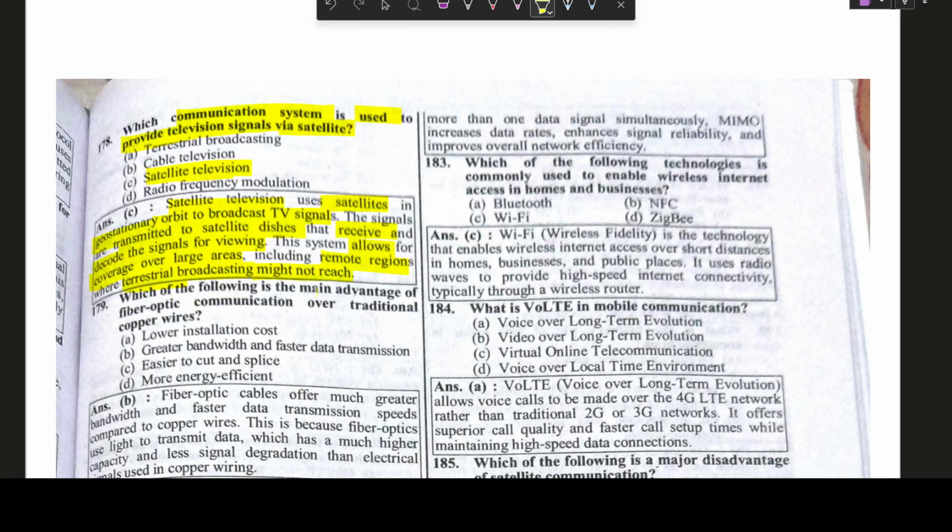Which of the following is the main advantage of optical fiber communication over traditional copper wires? So its answer is greater bandwidth and faster data transmission. Fiber optic cable offers much greater bandwidth and faster data transmission speed compared to copper wire. This is because fiber optics use light to transmit data, which has a much higher capacity and less signal degradation than the electrical signals used in copper wire.